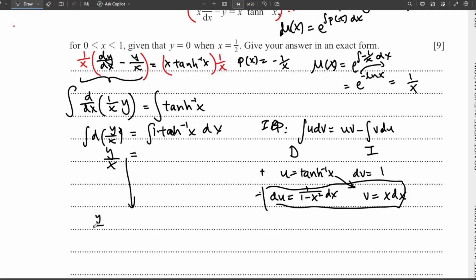Go down here, y over x will be equal to uv, x hyperbolic inverse tangent of x, minus the integral of v, which is x, dx over 1 minus x squared. The dx is not supposed to be here, the dx is already down here, so here there's no dx. Okay, so that's v du here.